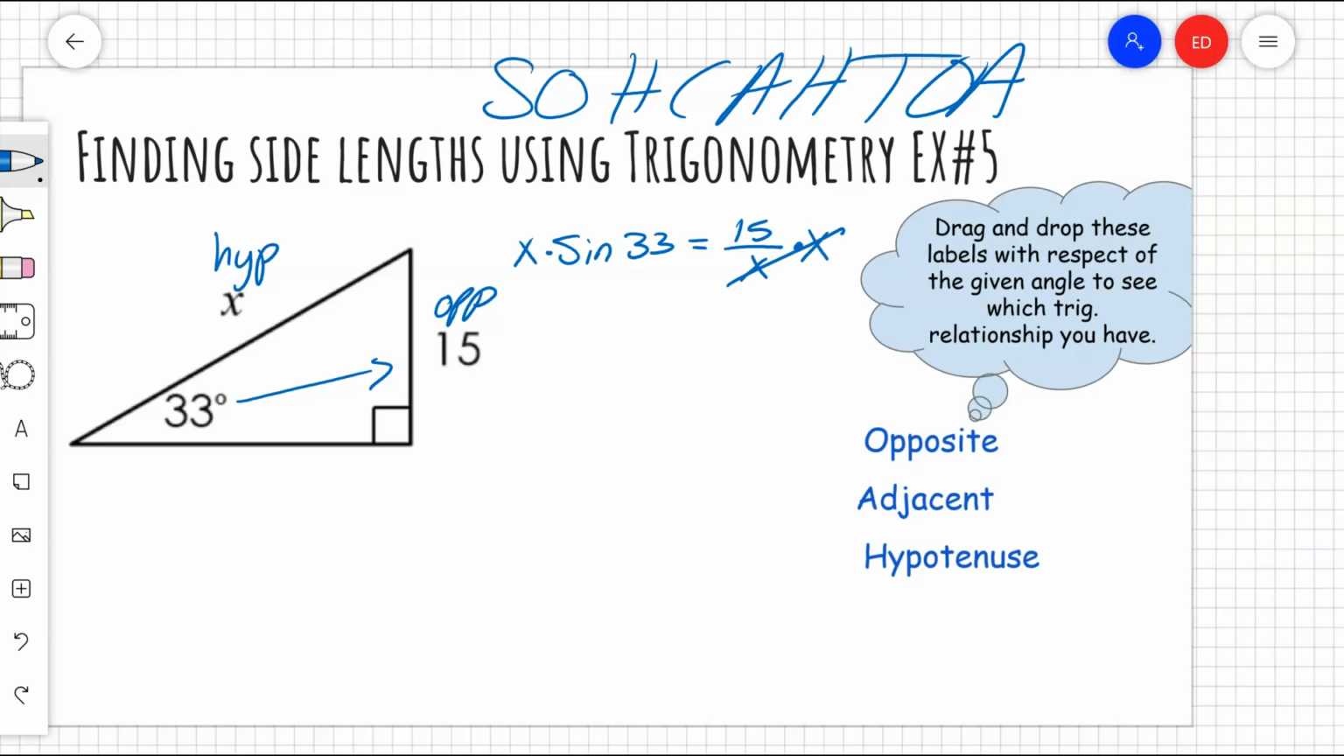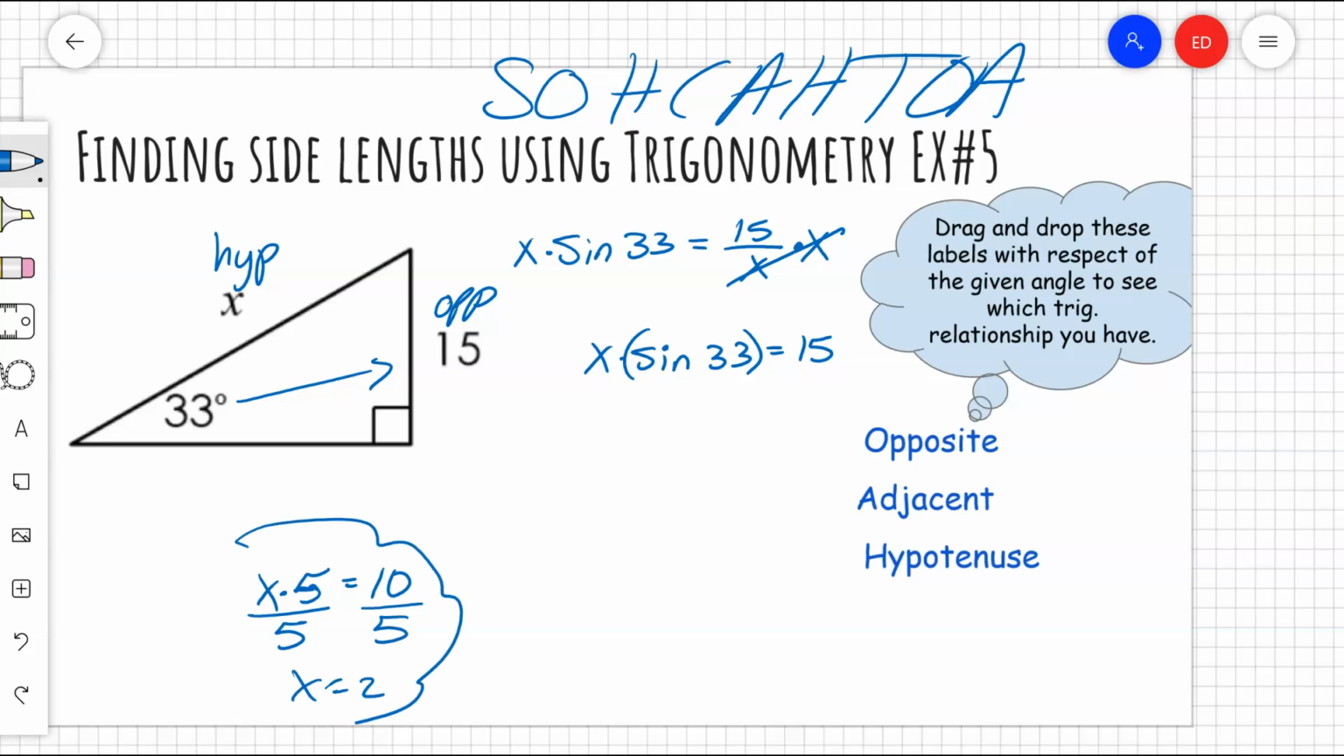That becomes 1. I'm left with x times sine 33 equals 15. Now, we're going to treat sine 33 just like it is a number, because remember, it is just a number. So if I have something like x times 5 equals 10, what would you do in order to solve for that equation? And I hope you're thinking in your head, well, because it's being multiplied, I'm going to divide both sides by 5, and that would just give me 2.